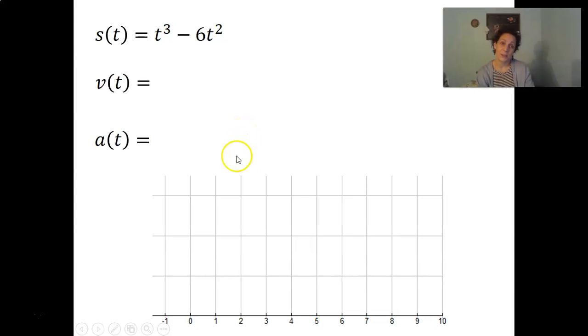Pretty much just practice, practice, practice, make some sign charts and do the analysis of the motion, and that's all we can do is practice these. There's not really any new calculus here. Okay, so let's take our derivatives.